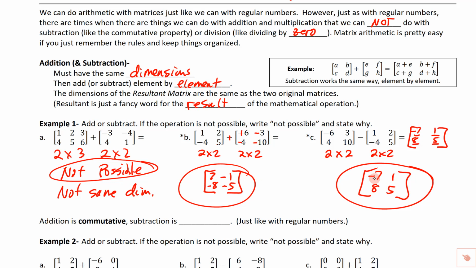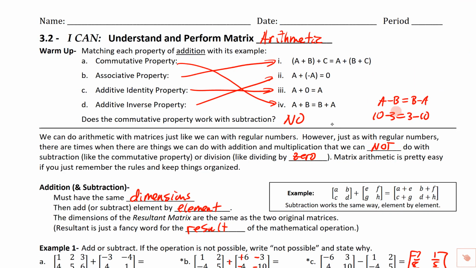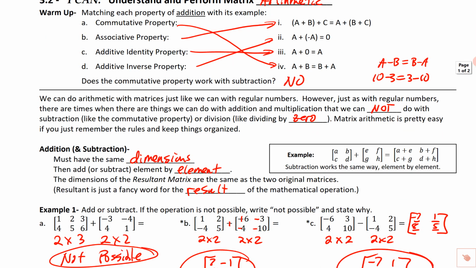So the commutative property of subtraction, there isn't one. Okay, it does not work. So addition is commutative, subtraction is not. So please don't do that. Just like with regular numbers, you can't switch those around. That's why we did this example up here to point that out, that there is no commutative property of subtraction.